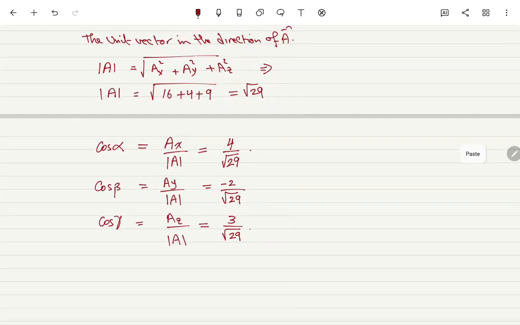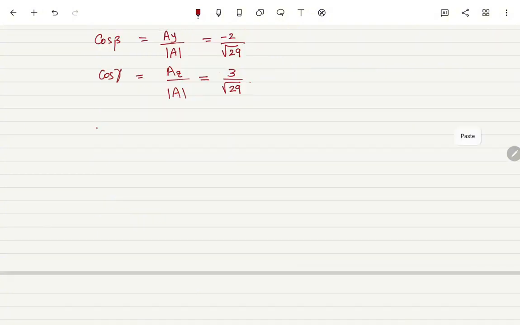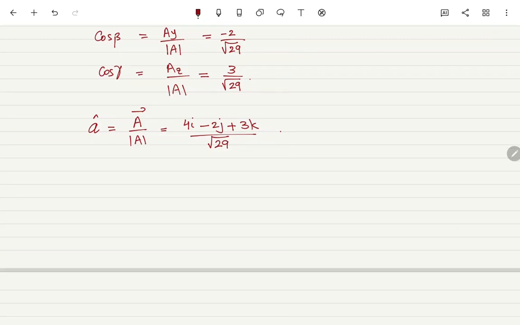Now to find the unit vector in the direction of a, the unit vector equals vector a divided by its magnitude, or 4i minus 2j plus 3k divided by the magnitude of a, square root of 29. Let's have another example.